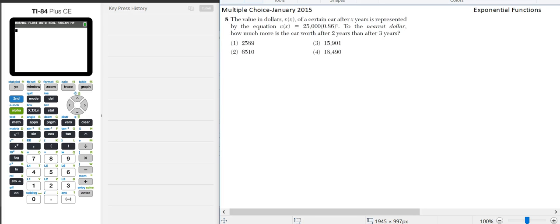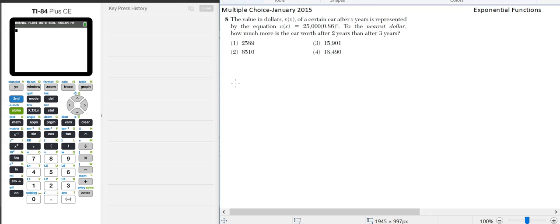This is question number 8 from the January 2015 Algebra 1 Regents. The value in dollars, v of x, of a certain car after x years is represented by the equation v of x equals 25,000 times 0.86 to the x. To the nearest dollar, how much more is the car worth after 2 years than after 3 years?